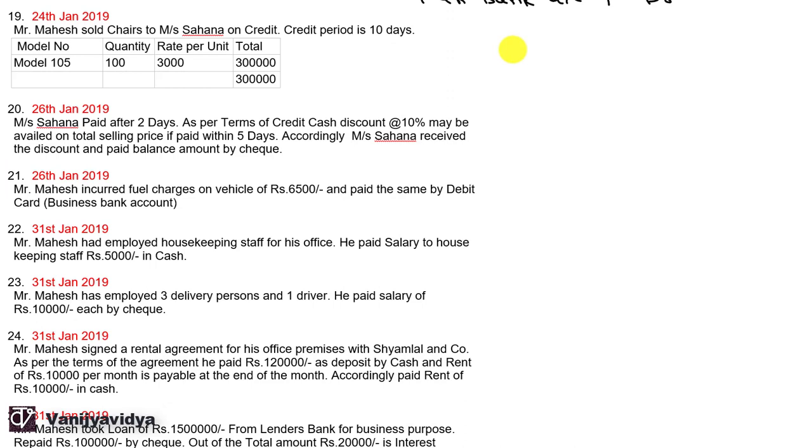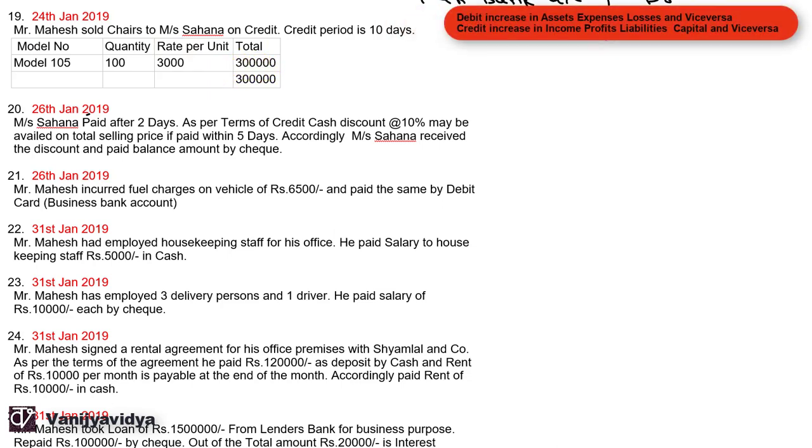Next transaction. Transaction number 19. 24 Jan 2019. Mr. Mahesh sold chairs to Messrs. Sahana on credit. Credit period is 10 days. You have model number, quantity, rate per unit and total. So total is 3 lakhs. So Mr. Mahesh has sold chairs to Messrs. Sahana. The monetary value of these chairs is 3 lakhs. So for the purpose of journal entry, we will be considering 3 lakhs.